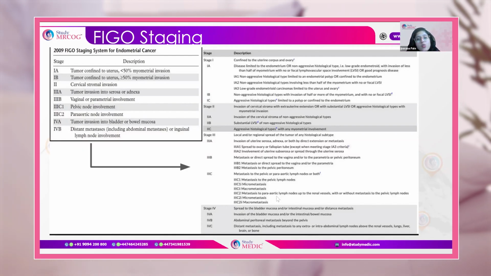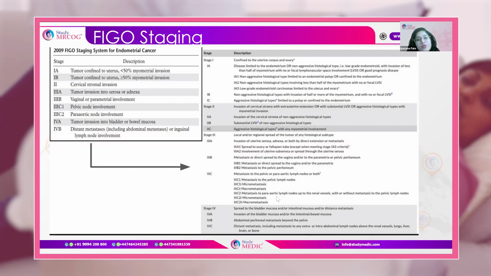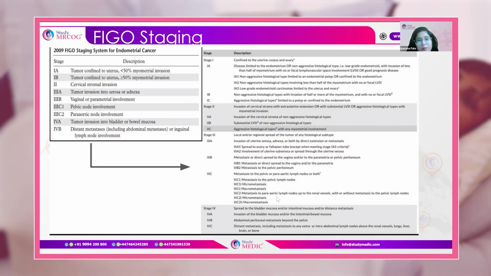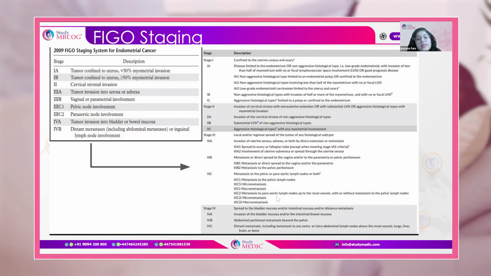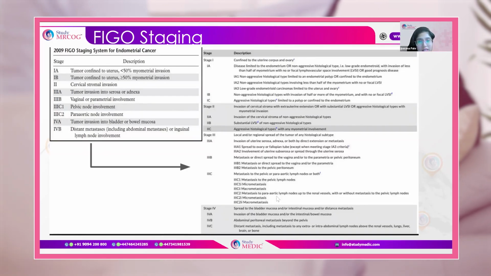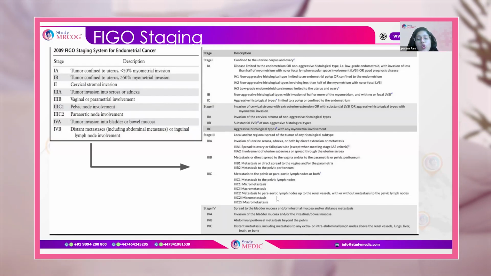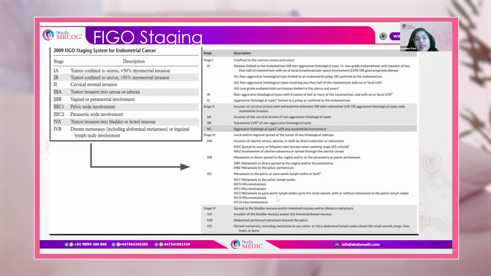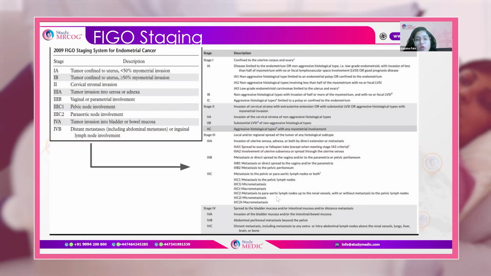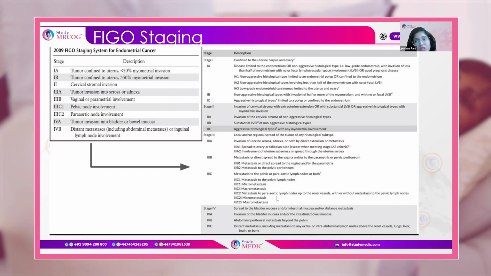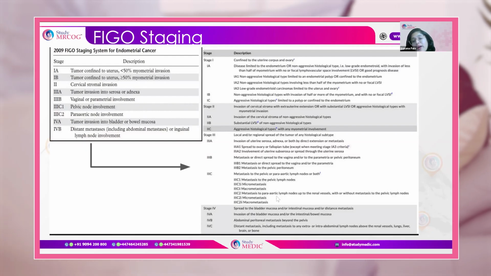So coming to stage 1 means when it is confined to the organ, that is confined to the uterine corpus and the ovary. And now 1A is again divided into 3 parts. So if the disease is limited to the endometrium or it is a non-aggressive histologic type, that is low grade endometrioid, with an invasion of less than half of the myometrium, with no or focal lymphovascular space invasion, or a good prognosis disease. So what is 1A1?